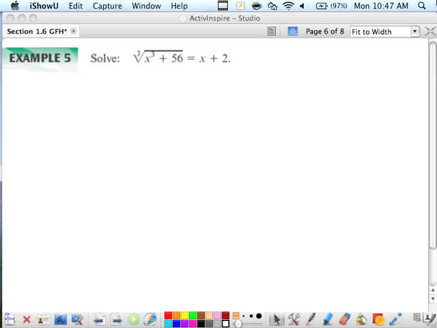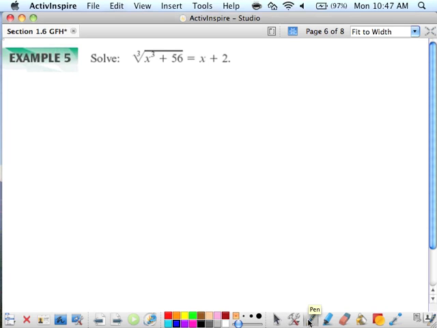For our next example, we're going to look at the cube root of x cubed plus 56 equals x plus 2. Well, the good news is that the radical is already isolated. What power do we raise it to here? We need to raise it to the third power. So there comes the bad news. The bad news is we are going to have to cube a binomial.